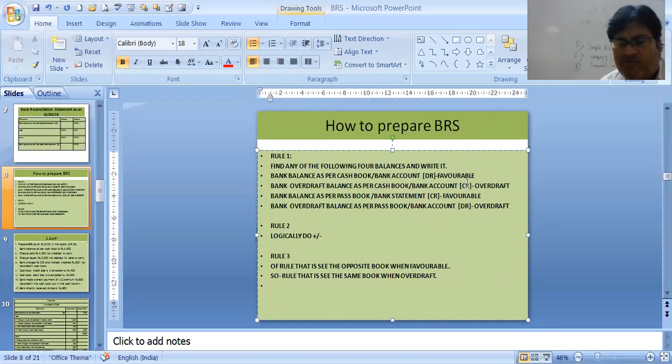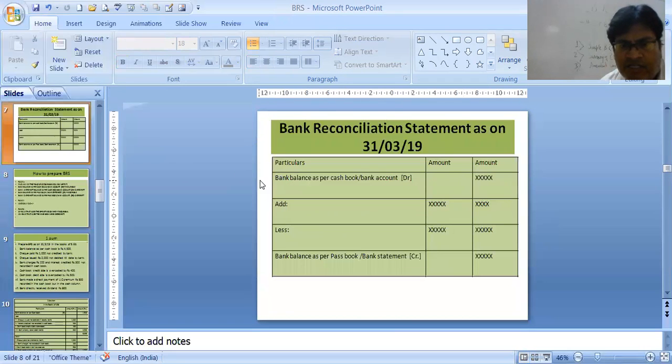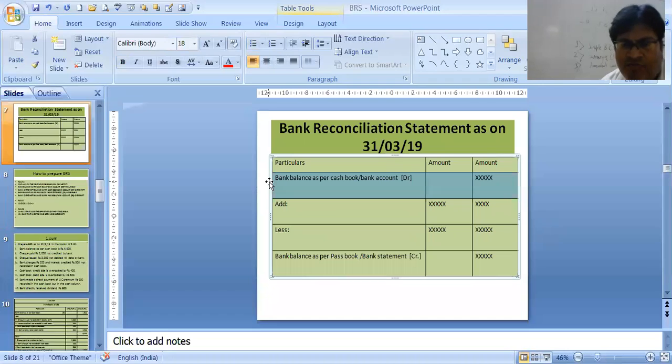You remember your cash book, student? The cash book credit side is the payment side. If your credit balance, payment, is more, it means overdraft. Cash book debit is the receipt side. If it is a debit balance in the cash book, then it is favorable. The passbook is the opposite. Passbook debit is unfavorable and credit is favorable. Favorable means you have money. This is rule number one: any one of the four balances you have to write in this format. First, you have to write that, and write the amount in the amount column, the second column.